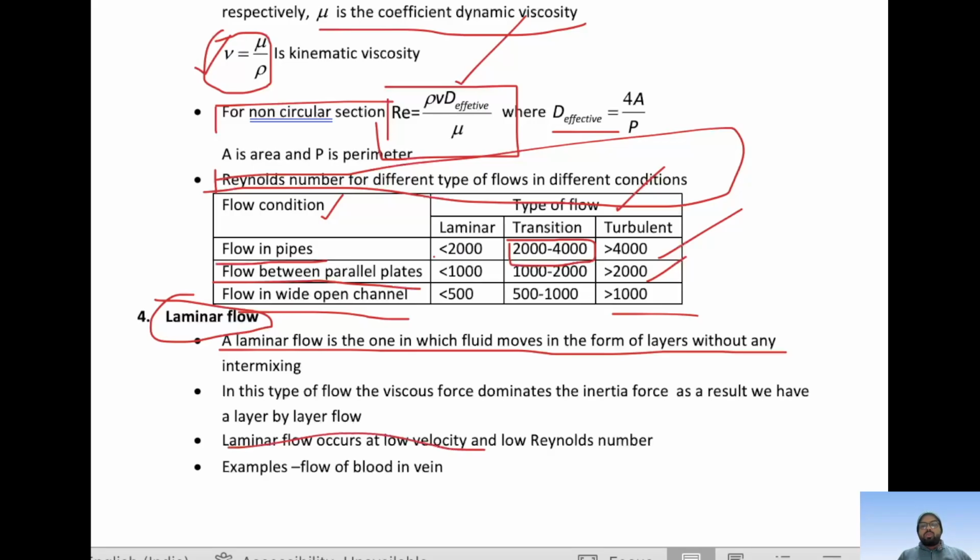Laminar flow occurs at low velocity and low Reynolds number. Example, flow of blood in a vein. So flow of blood in a vein is a laminar flow.